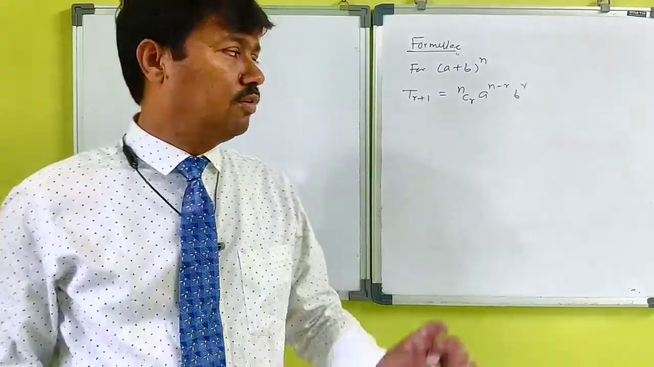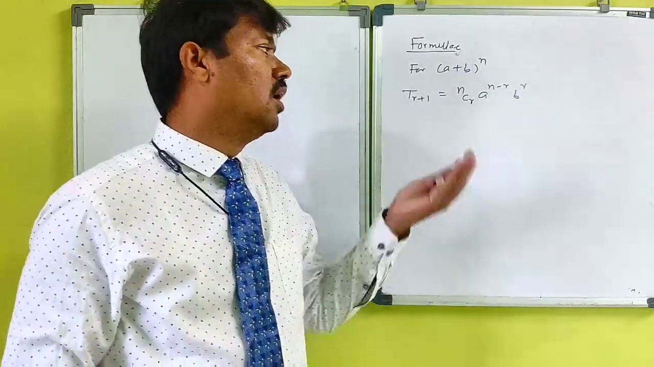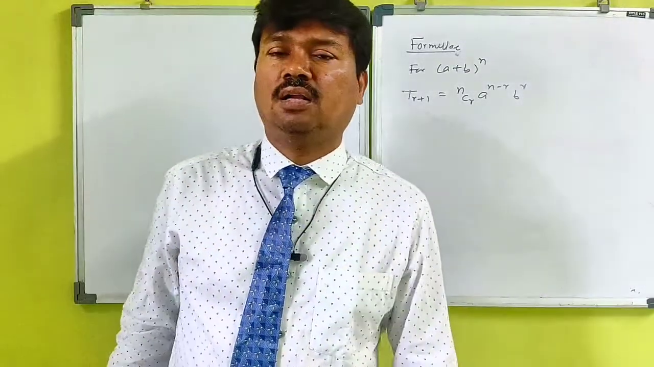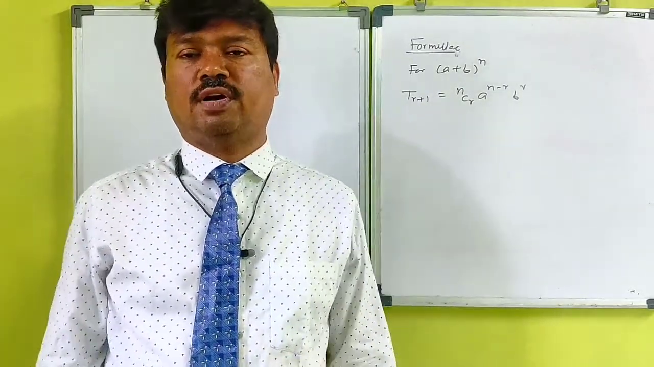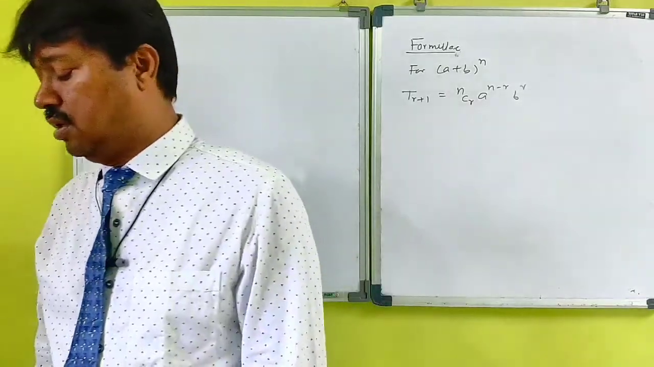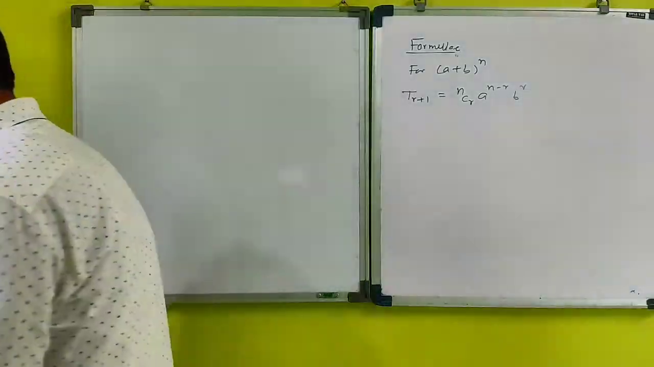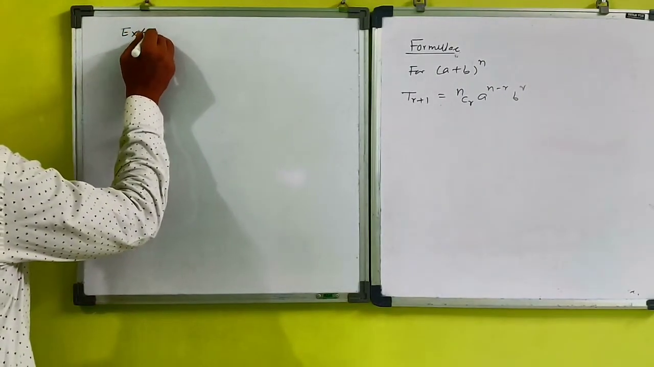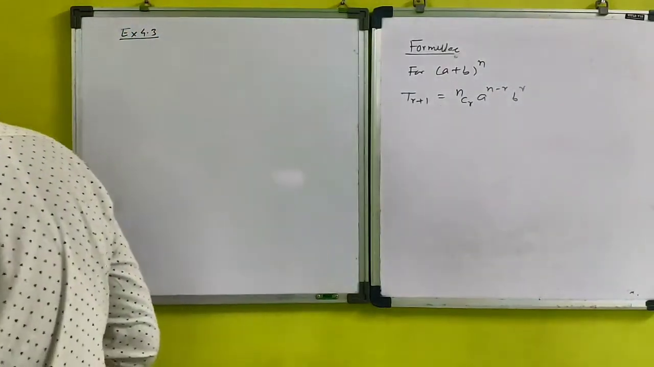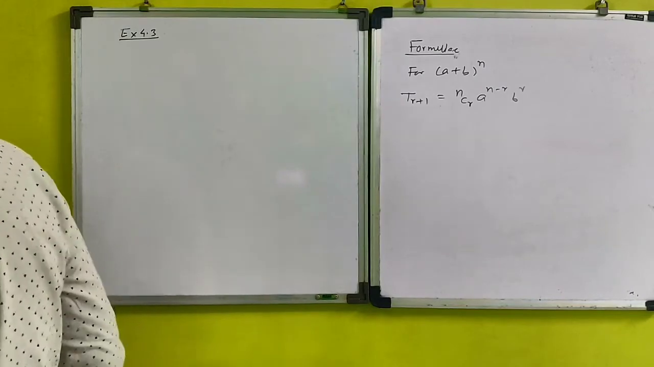So here you have to remember what is a and what is b and what is n, r, depending on the question we have to choose or we have to find. That depends on the question, we will see. So we'll solve the sum. Exercise 4.3. Question number 1.